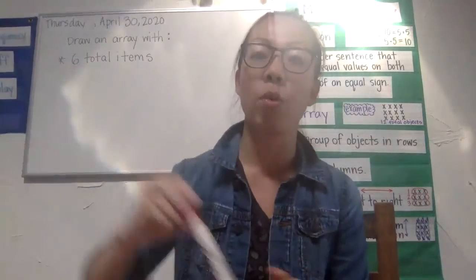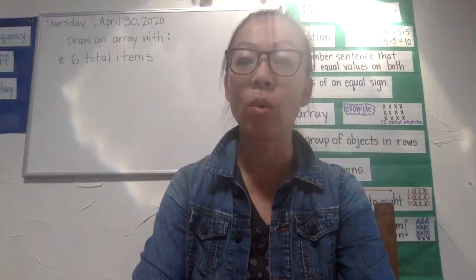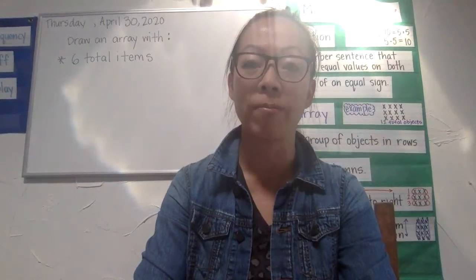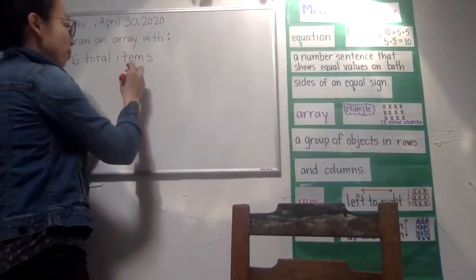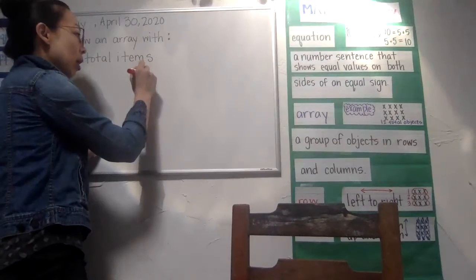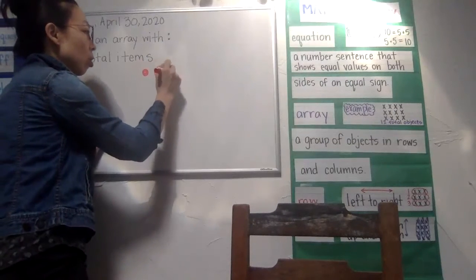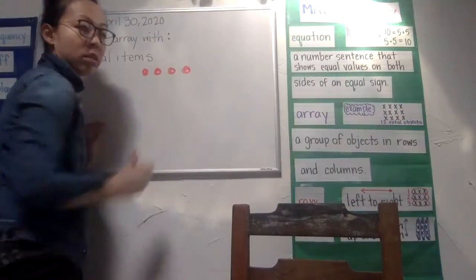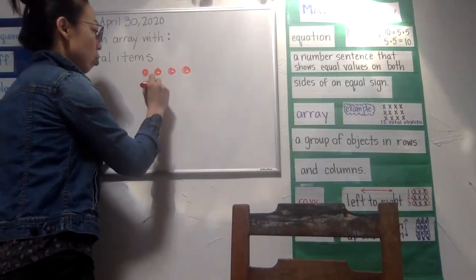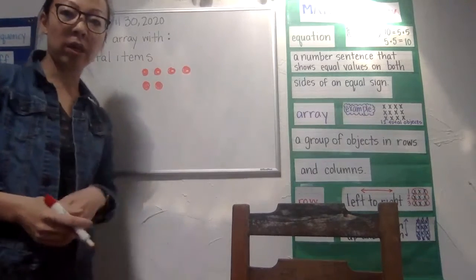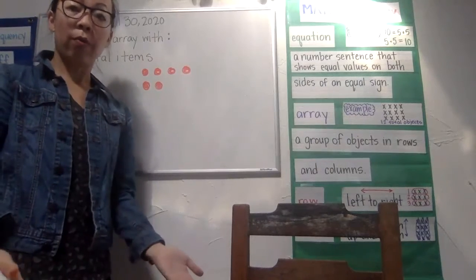Let's see this example. We're going to draw an array that has a total of 6 items or objects in it. Okay, so let's do this here. Let's see if this is an array. Well, I'm going to draw an array, and I'm going to put 1, 2, 3, 4 in my first column. Well, look, guys, I'm going to put 2 more to make 6. So do I have an array? No, that's not an array.